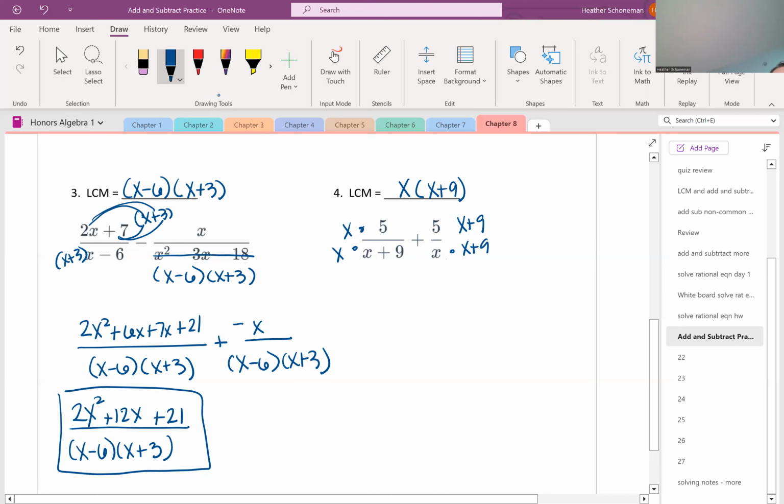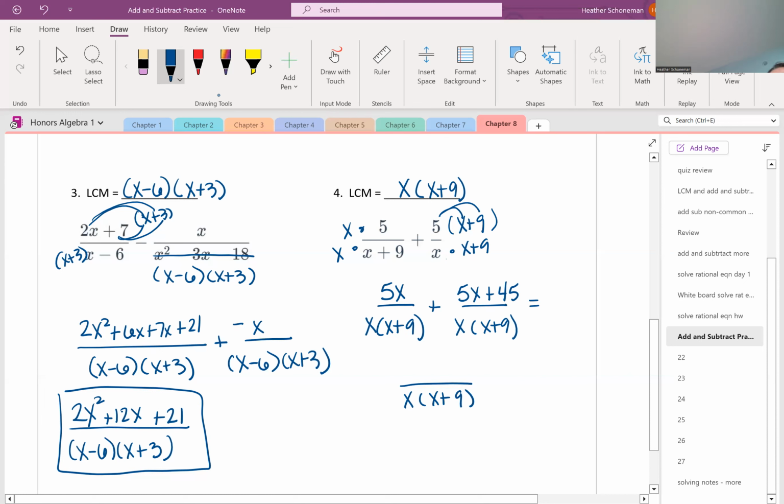So over here, 5 times x is 5x. On the denominator, it will always be my least common multiple. The other thing we need to remember about adding and subtracting is we don't ever reduce until we get to our final answer and get one fraction. This is going to give me 5x plus 45, and this is x times x plus 9. We always leave the denominator factored. Now I can make this into one fraction.